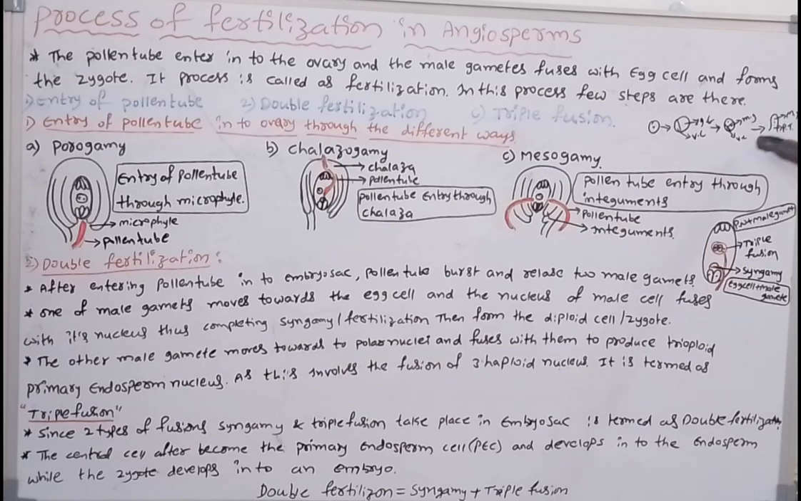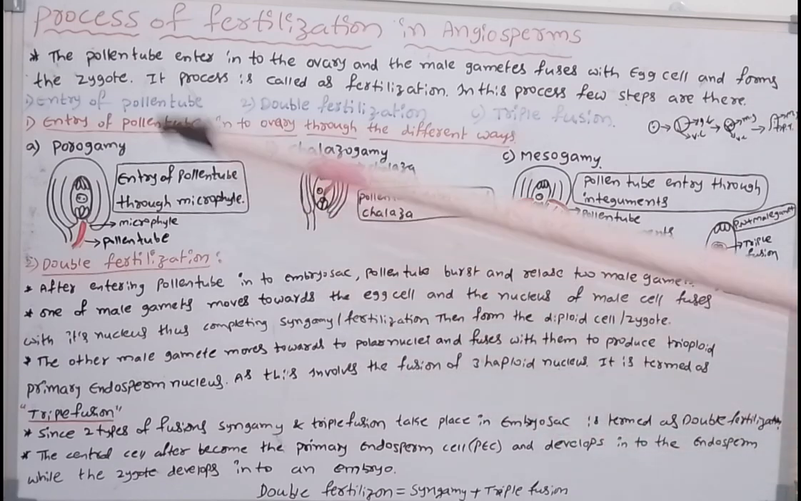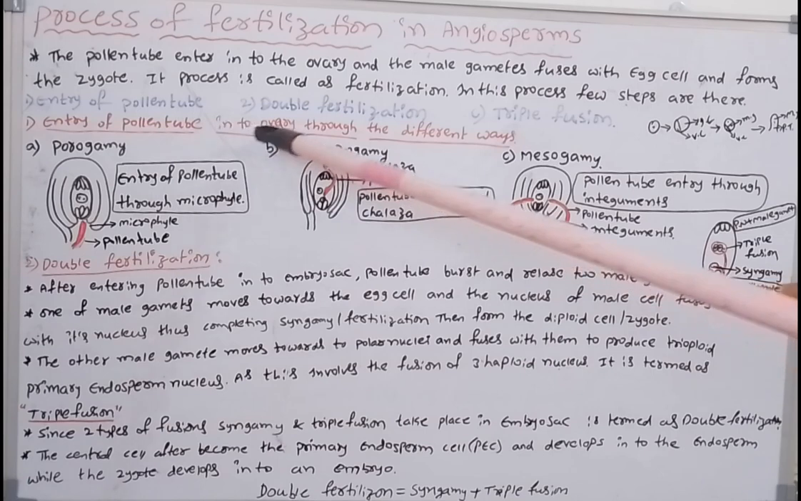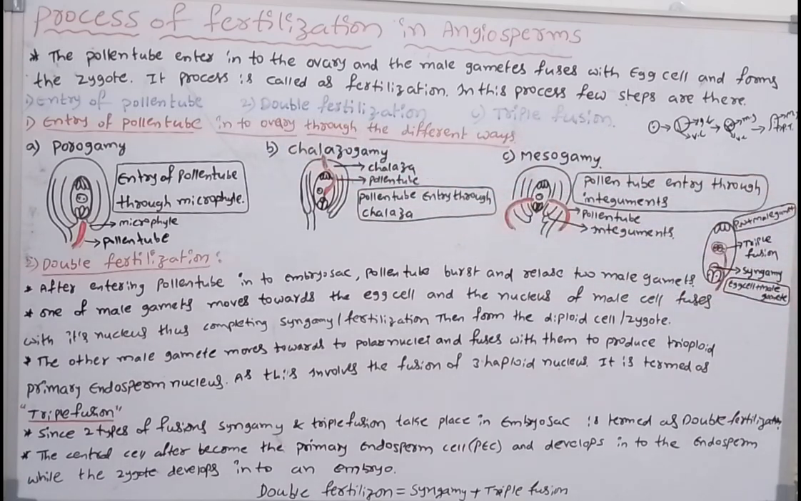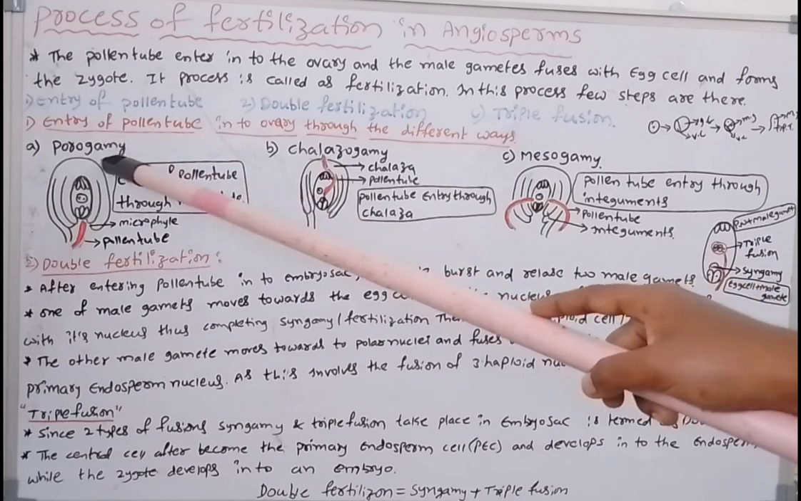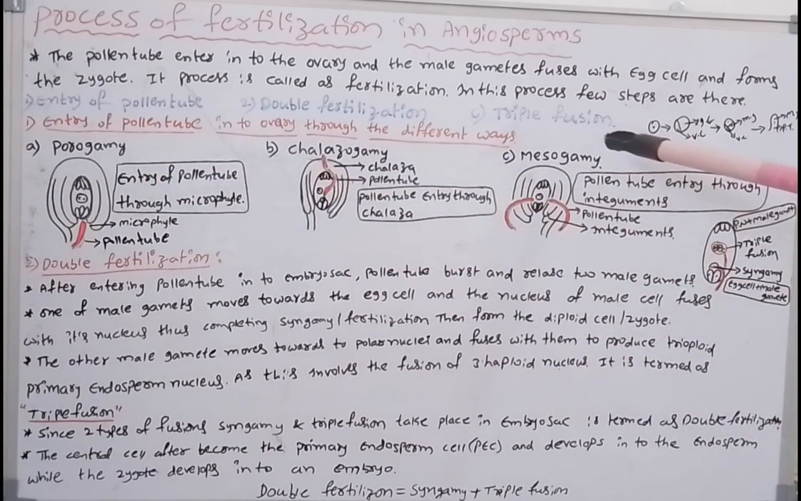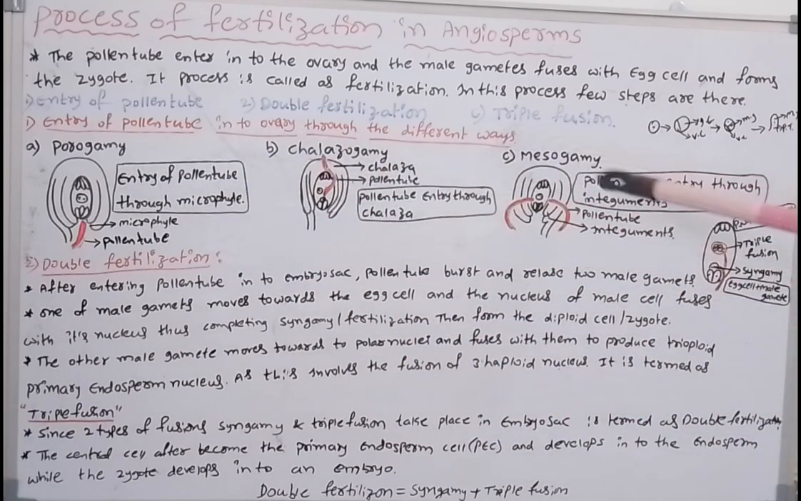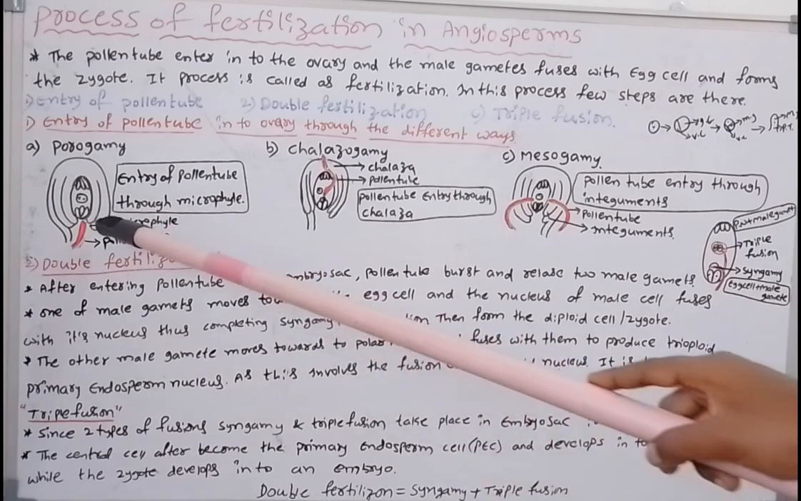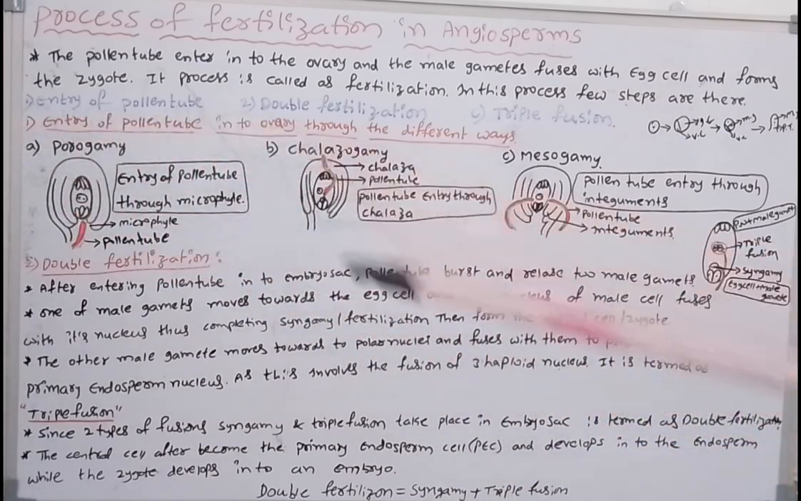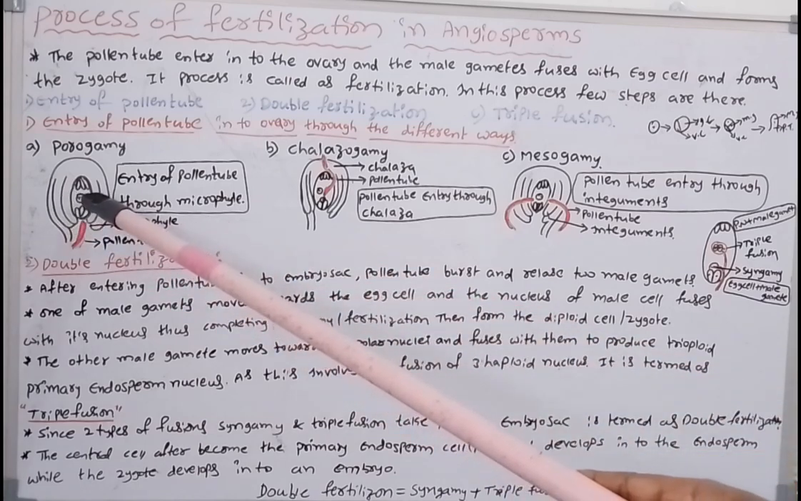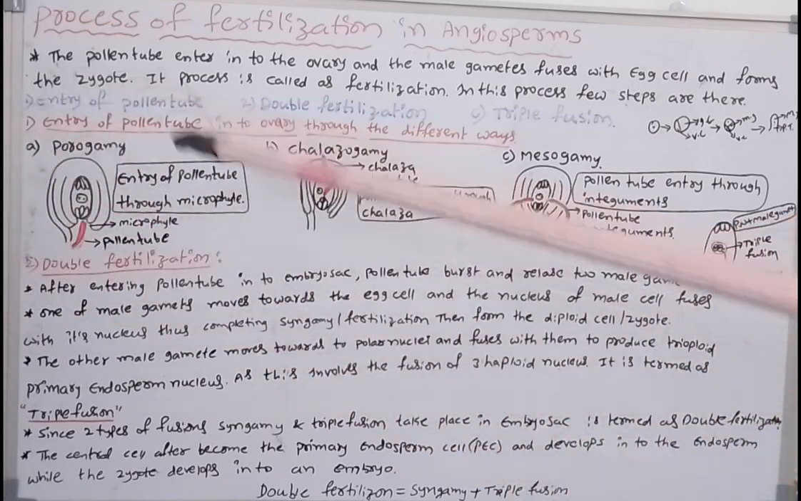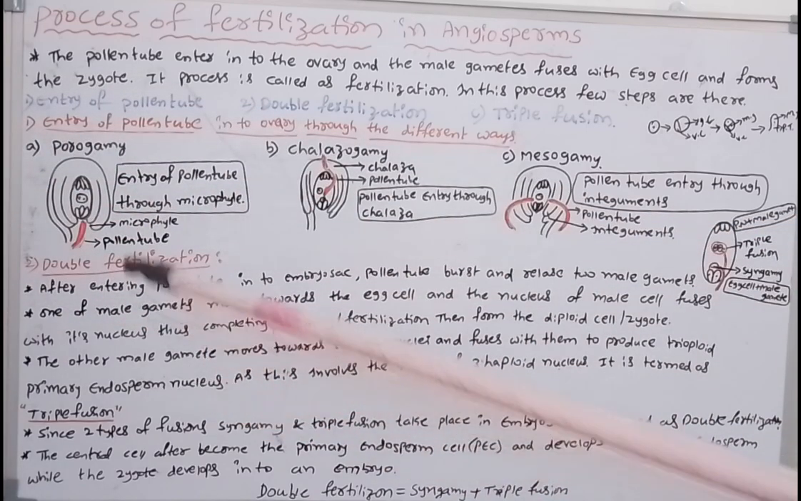When the male gametes are developed in the pollen tube, the pollen tube enters the ovary. The entry of the pollen tube into the ovary happens in different ways: first porogamy, second chalazogamy, third mesogamy. See here, this is the embryo sac structure. The inner part is the embryo sac, and this total part is the ovule.